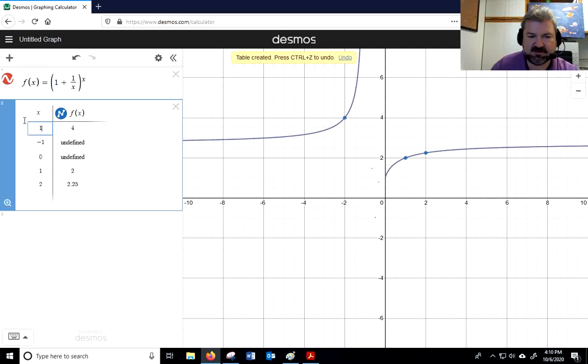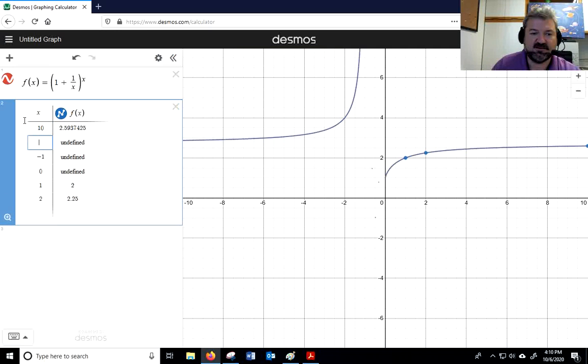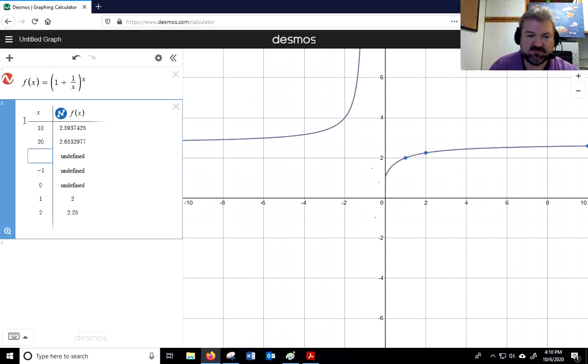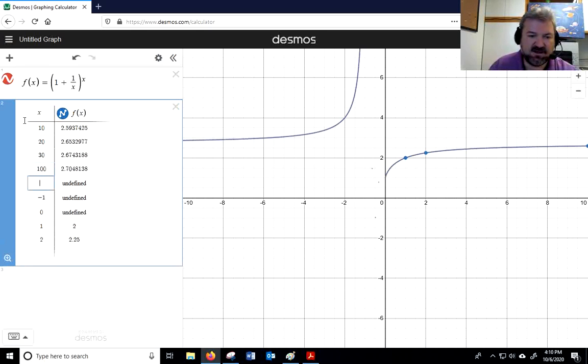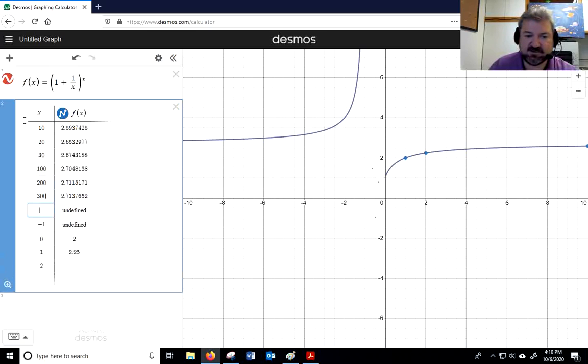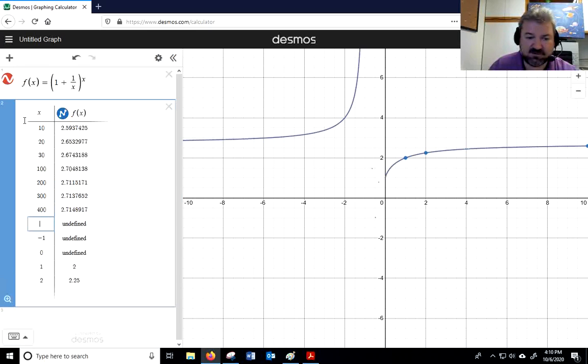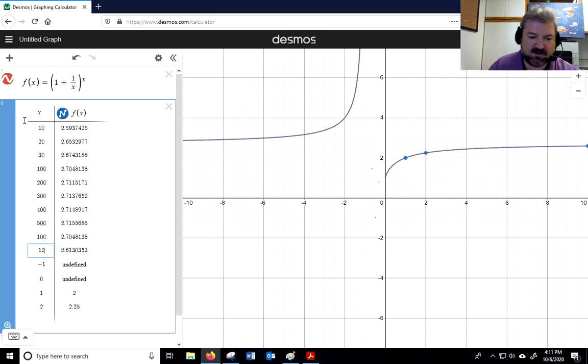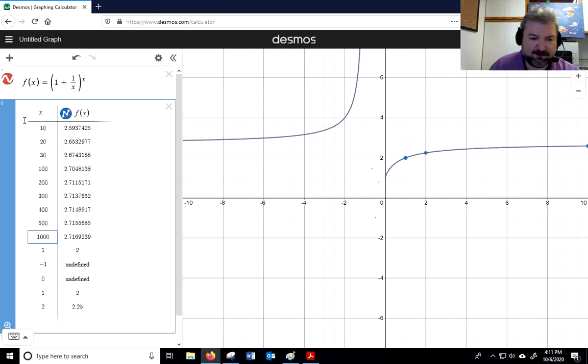So let's start with like 10. Big value, right? Well, it turns out that this particular function converges really quickly. 20, 30, let's bump it up to 100, 200, 300, 400. We're not even that far out, but we're getting really close to a number, aren't we? At some point you're going to have some underflow errors, so I probably shouldn't go much further than that. Yeah, I'll try it. Okay, let's try this.